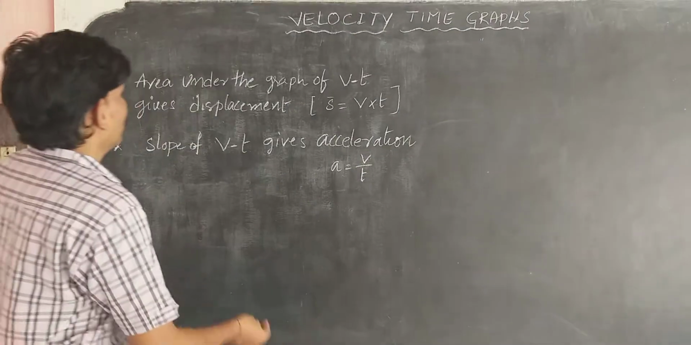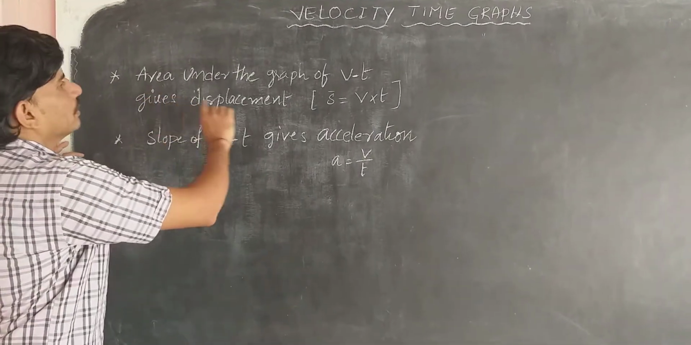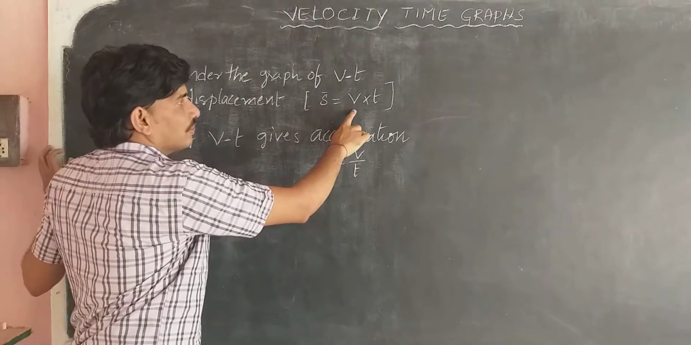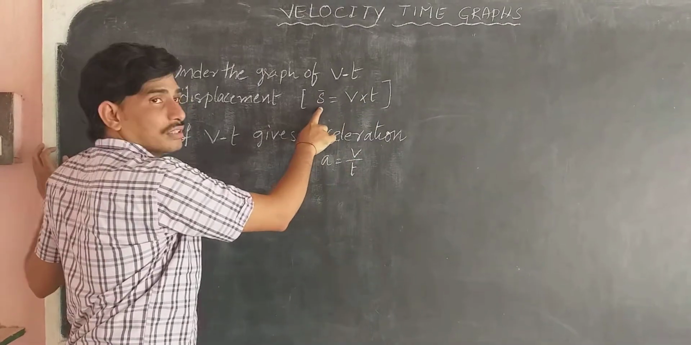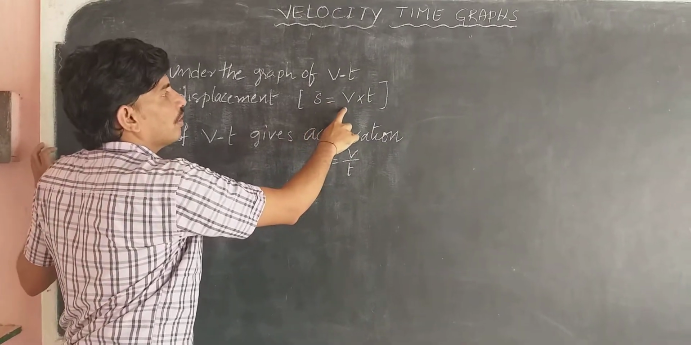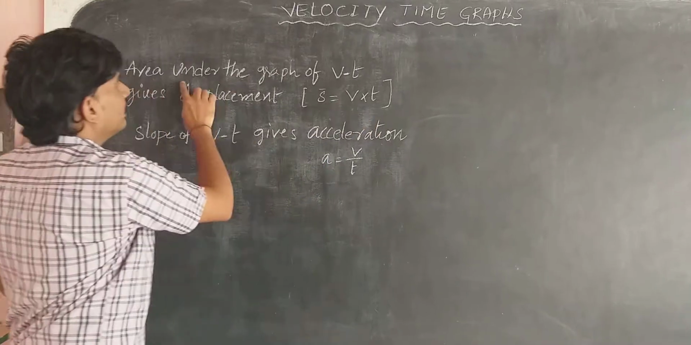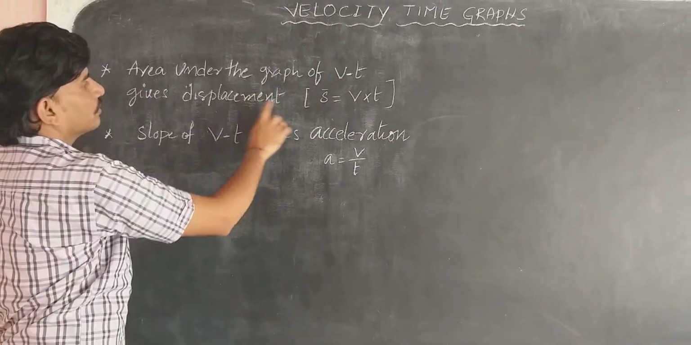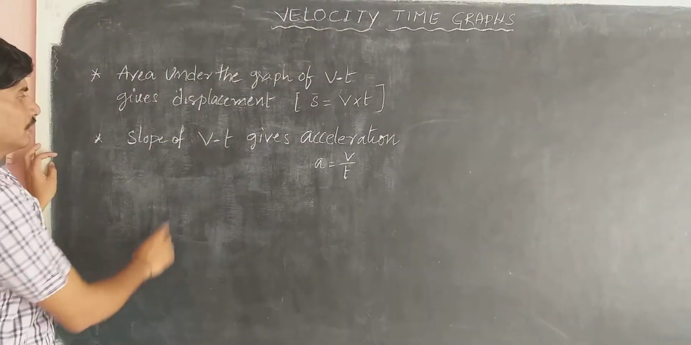Have a look. Because as we know that if you know the velocity and time, you can get the displacement. The displacement is equal to velocity into time. So the area under the graph of velocity time gives us the displacement.